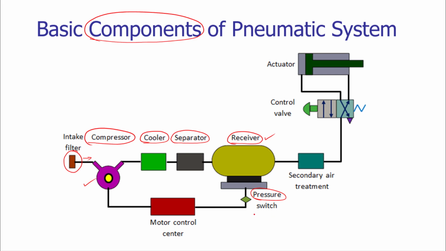So we need the continuous monitoring system of the receiver or the tank by using the pressure sensors, and then we have to have a motor control center, a microprocessor based control system which will automatically operate the compressor unit. The receiver is storing the compressed air energy, and that stored compressed air we will be utilizing for the actuation, for carrying out the operation. We need to use it for certain application.